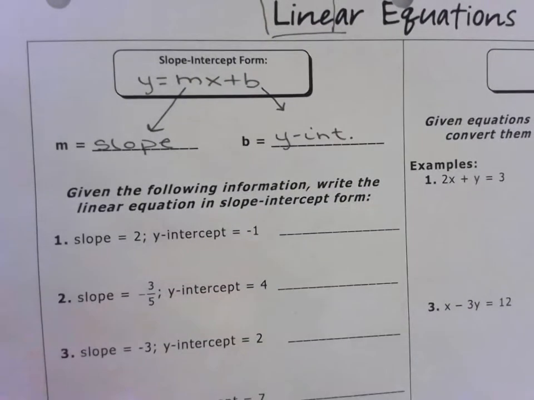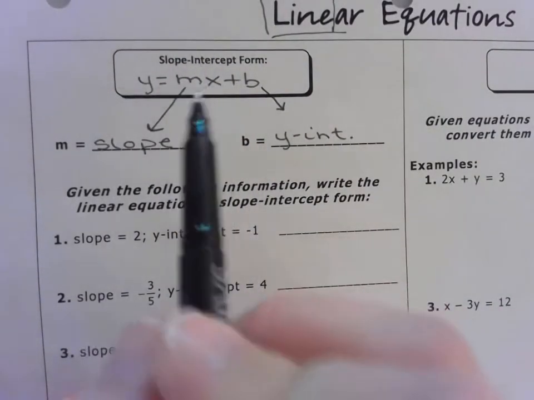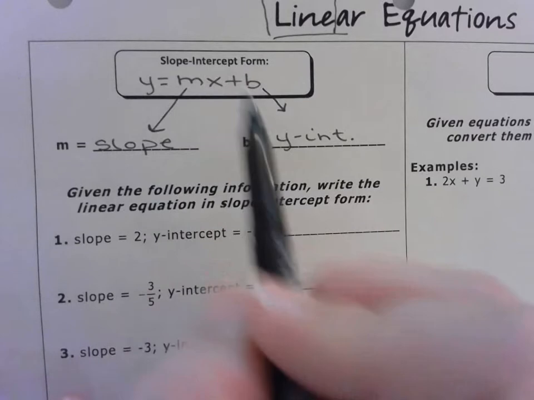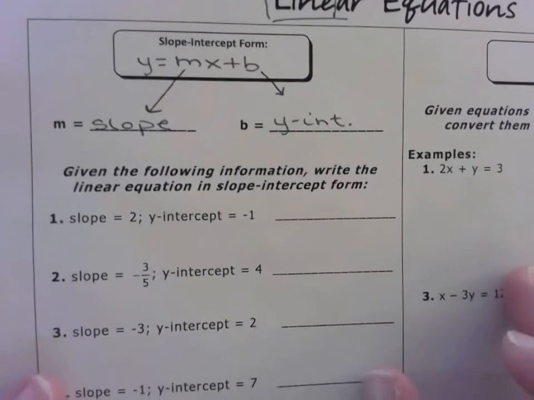And we'll talk about what the y-intercept means Thursday. But this form is used a lot because it's really easy to use. You just look at it and say, well, my slope's in front of x and my y-intercept is the number not with x. And that's all I do.